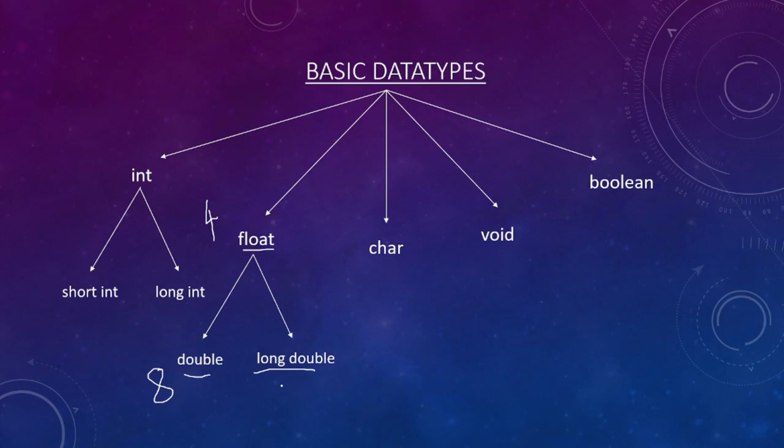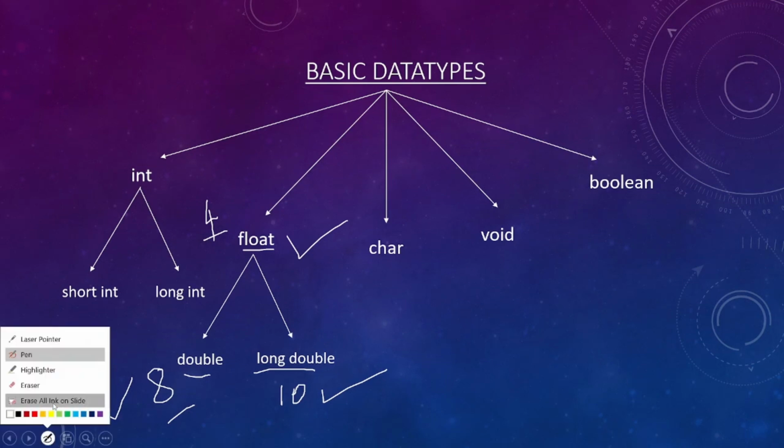That is nothing but it will allocate 10 bytes of memory space. So you can opt for long double. So float, how many bytes will it allocate? 4 bytes. Double, 8 bytes, and your long double is 10 bytes.